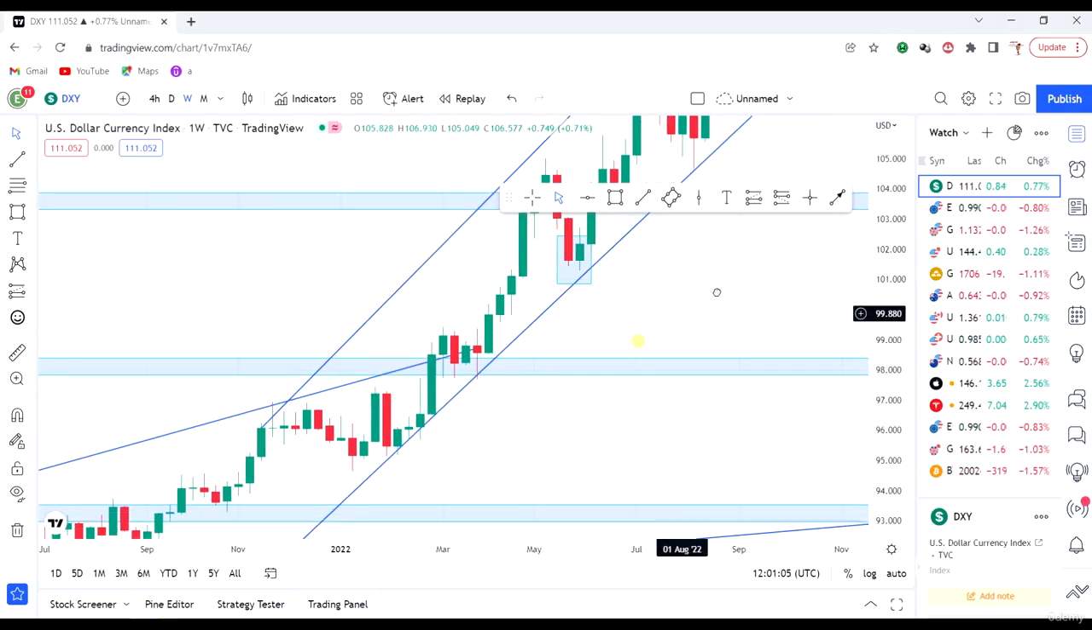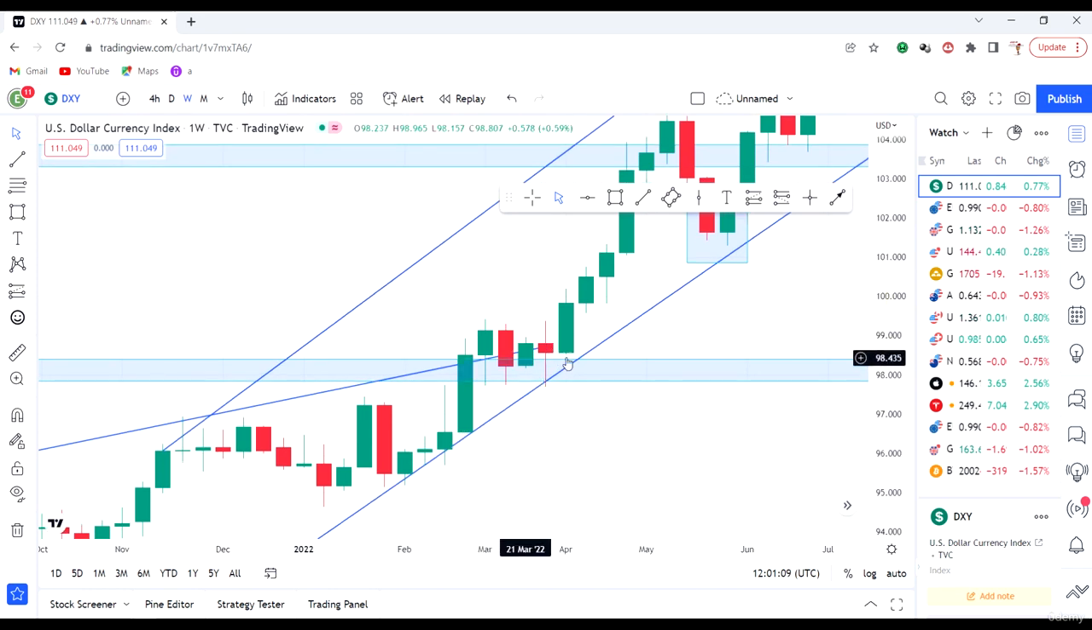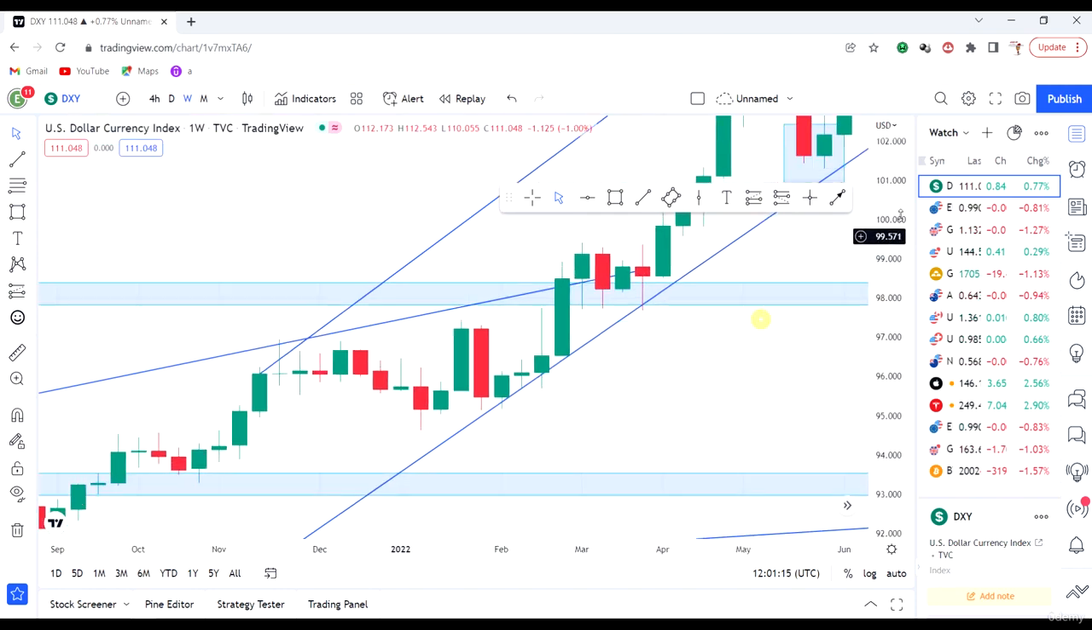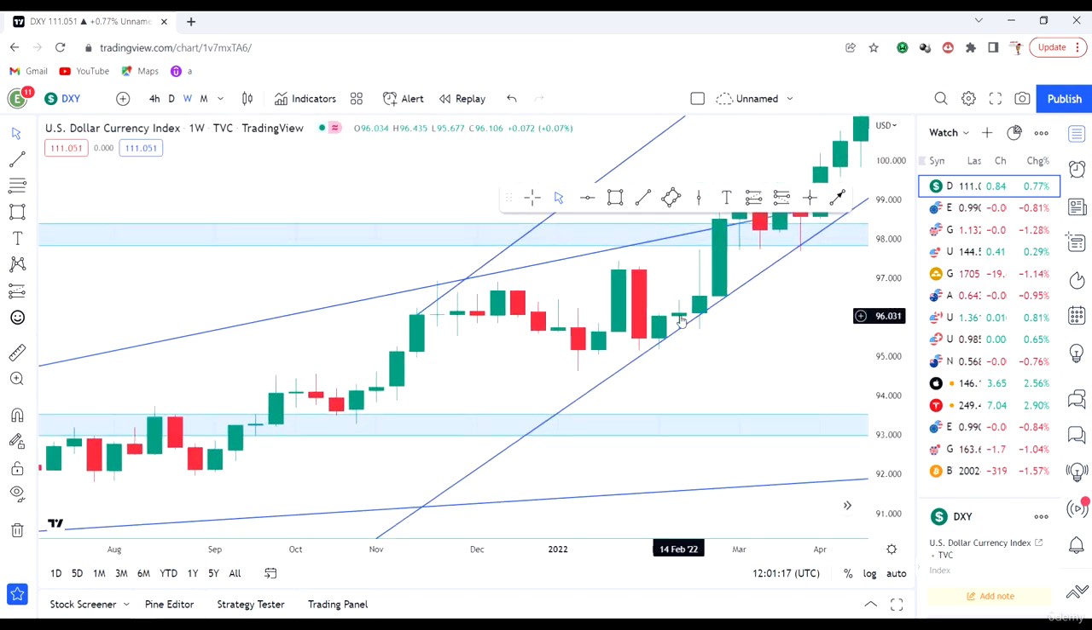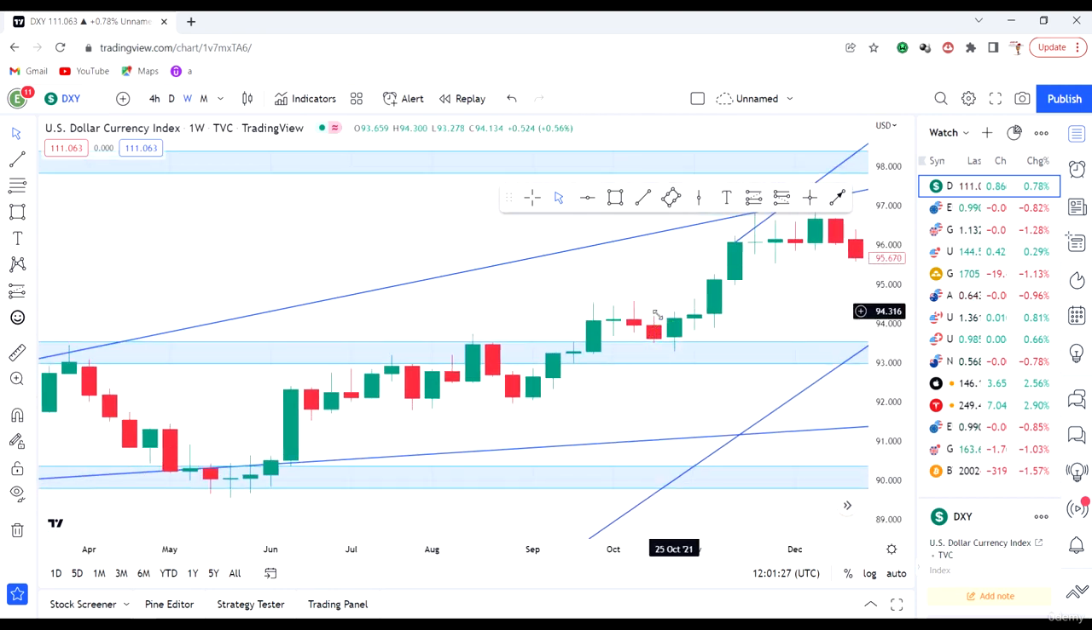So examples of spinning tops, we have one here. This is an example of a spinning top. And after this, the market just continued going up. And this is another example of a spinning top. After this, the market just continued going up. We have this as an example of a spinning top. The market just went down after this.